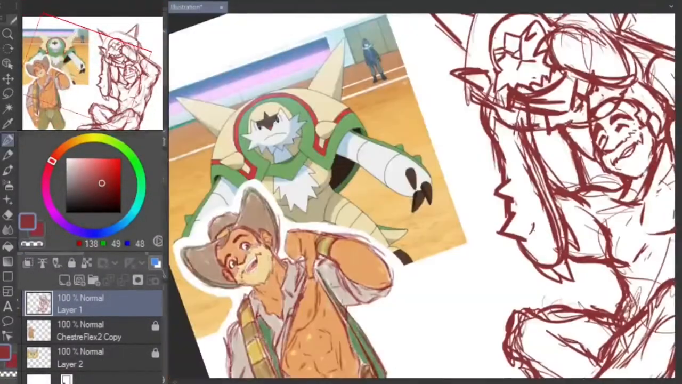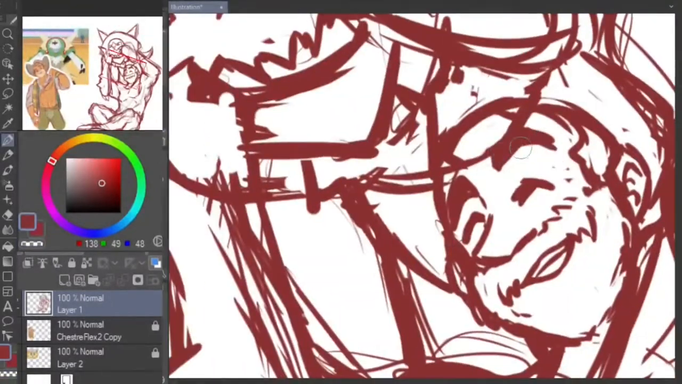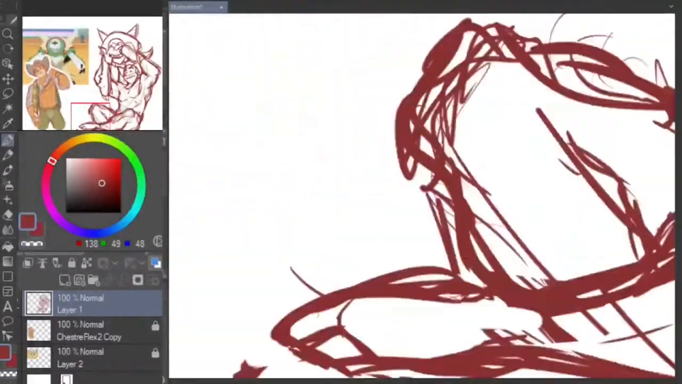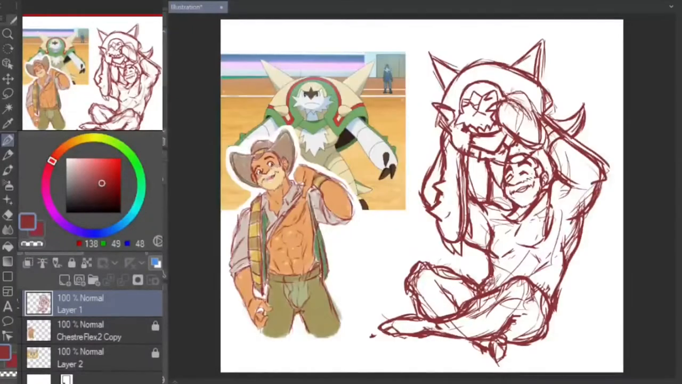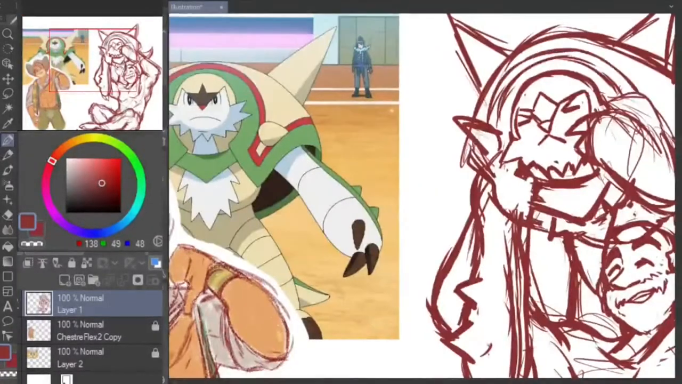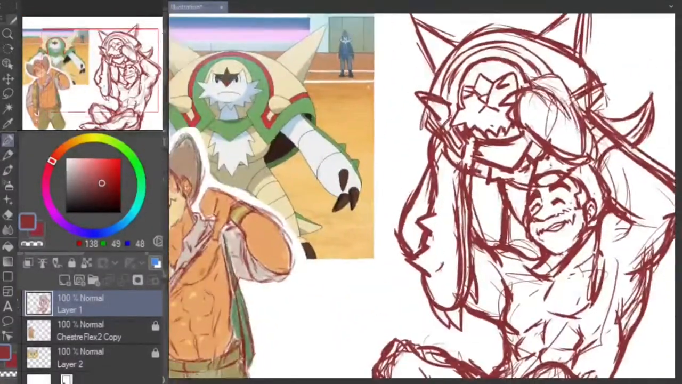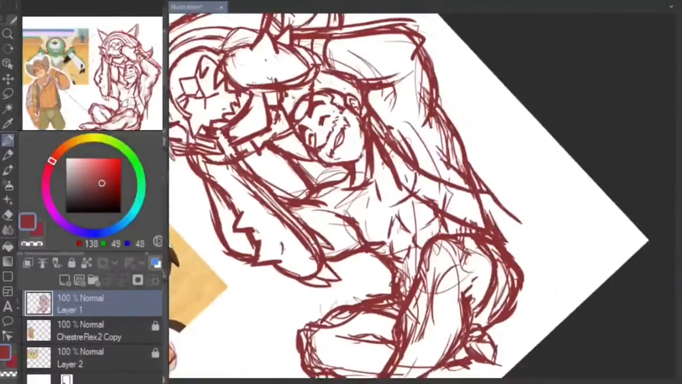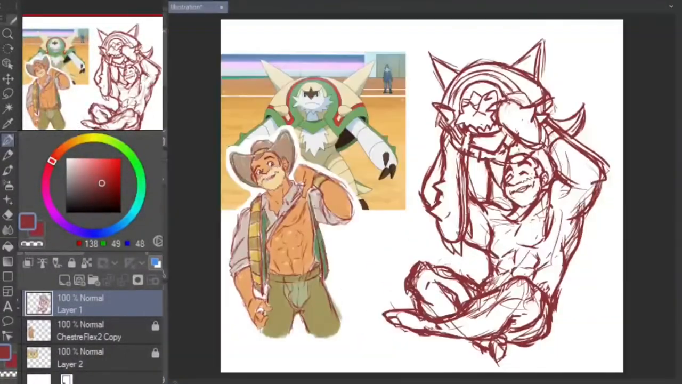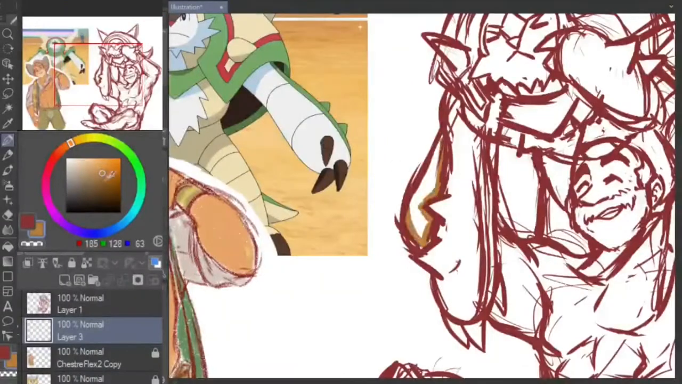Here we have my character Chester holding a chestnut. This was actually a TikTok response that I was making, because as you guys know, Chester is a chestnut. So that's why he's holding a chestnut. It's funny.